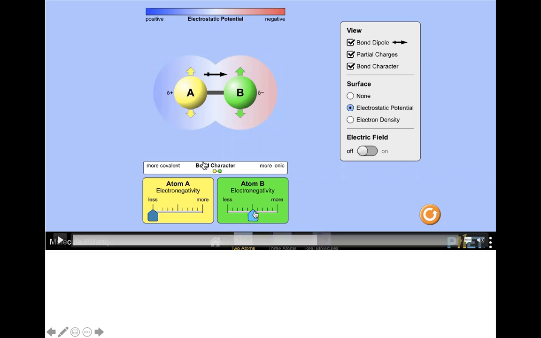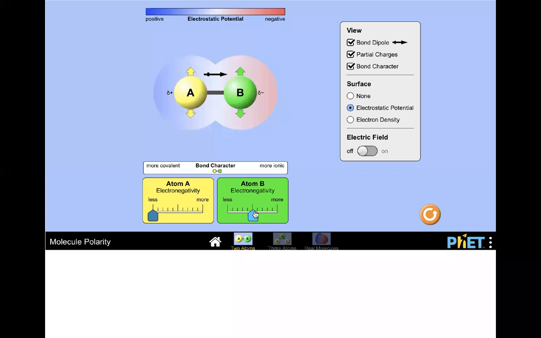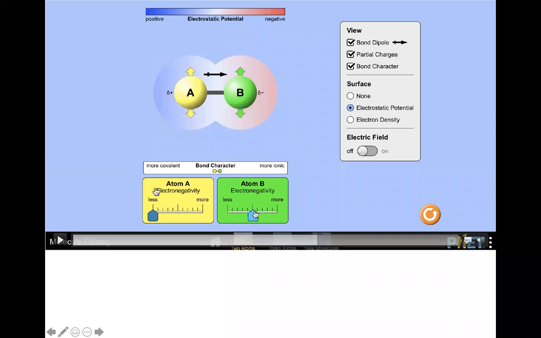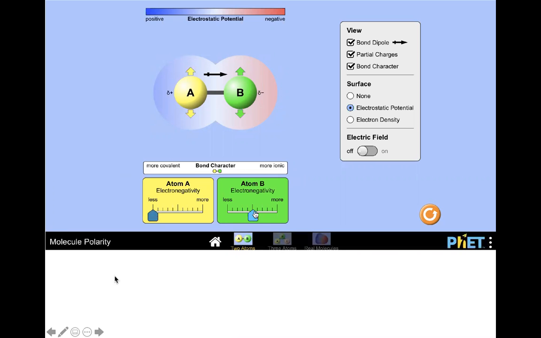What I'd like you to do is make a prediction here. I'm going to take the electronegativity for atom A. Right now, it's really small. I'm going to increase it. I'm going to move the dial up. Make a prediction. See if you can predict what's going to happen within this representation.